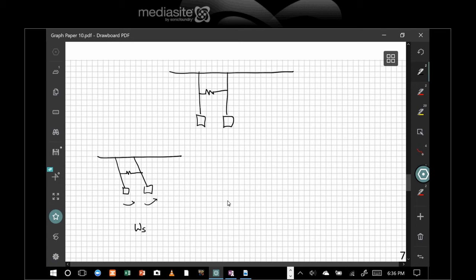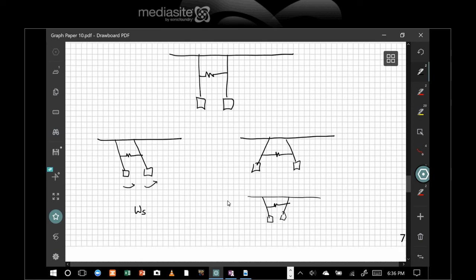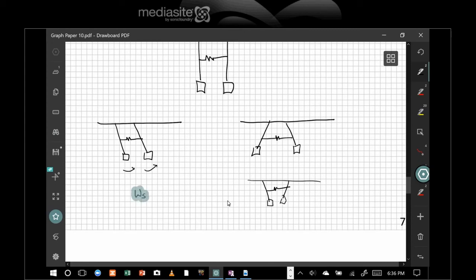Okay. And then what's the anti-symmetric going to look like? Well, with the anti-symmetric motion, one's going to be like this, one's going to be like that. The spring will be stretched, and then at some later time, they're going to be like this. So it goes between those two, versus the symmetric oscillation, where I have something that looks like that, and then at a later time I have something that looks like that.